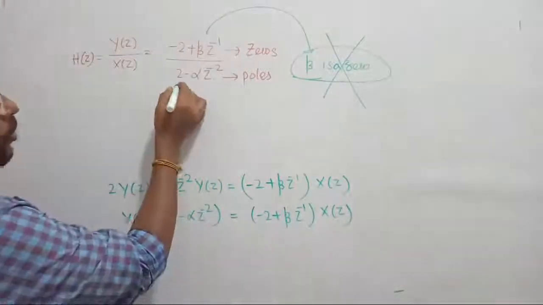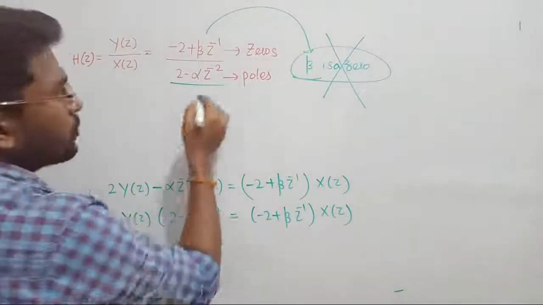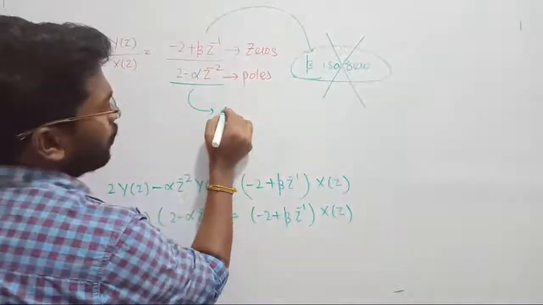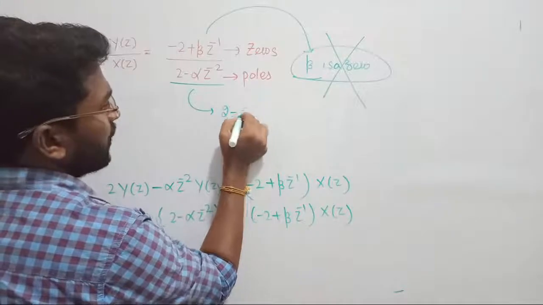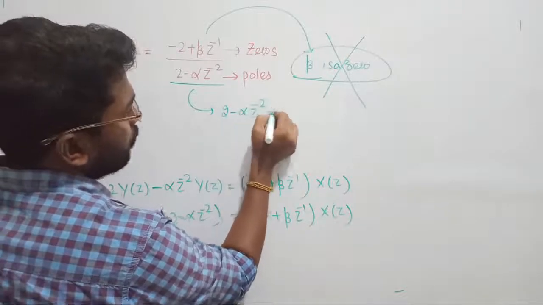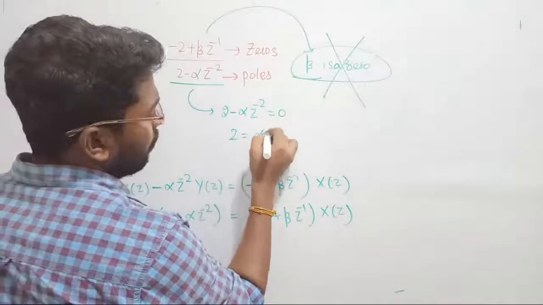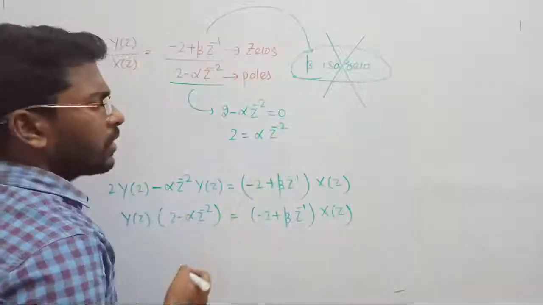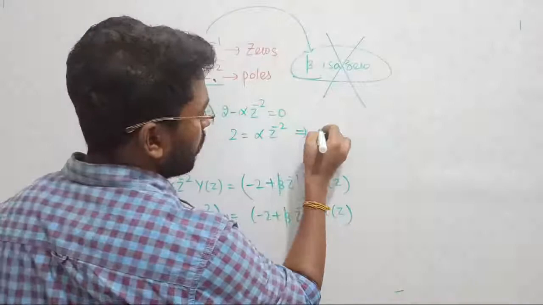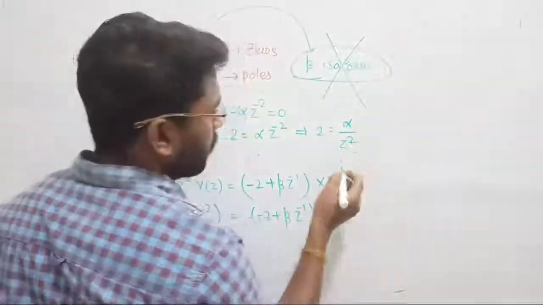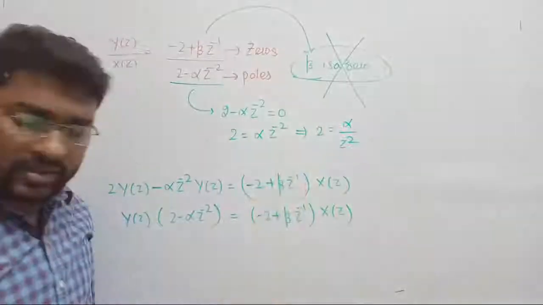Now I should talk about the poles. Let us proceed. The poles are based on this one. For the poles, we have the equality to 0: minus 2 minus alpha z power minus 2, equal to 0. From this I can say 2 is equal to alpha into z power minus 2. This function can be further reduced to 2 is equal to alpha by z square.